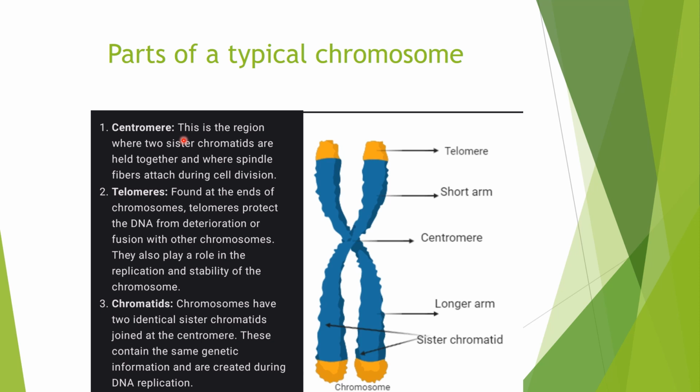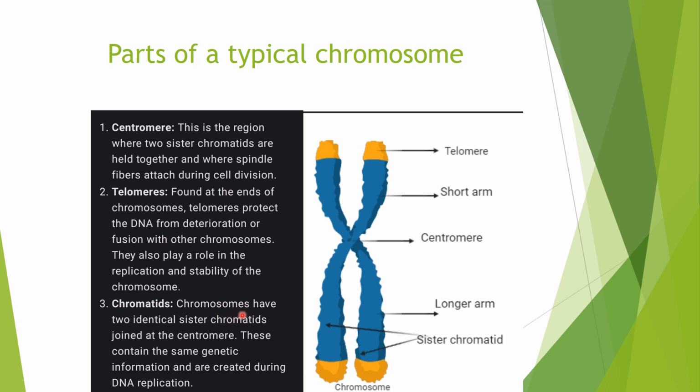A typical chromosome consists of various parts. The most important are the centromere. This is the region where two sister chromatids are held together and where spindle fibers attach during cell division. Here you see that this is the central point, that is the centromere. Telomere. It is found at the end of chromosomes, and telomeres protect your DNA from deterioration or fusion with other chromosomes. Here you see that these yellowish structures are telomeres.